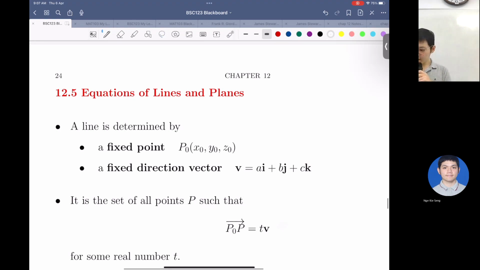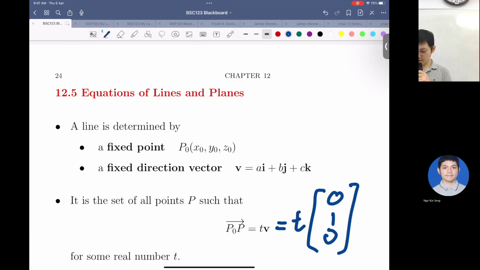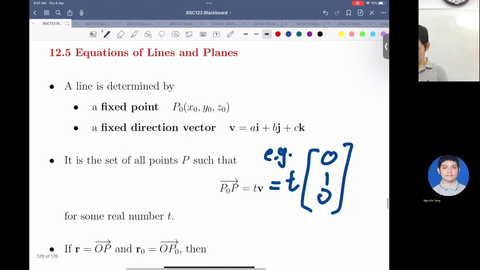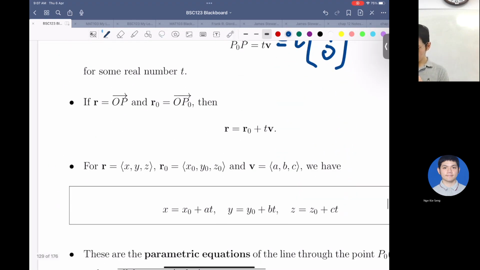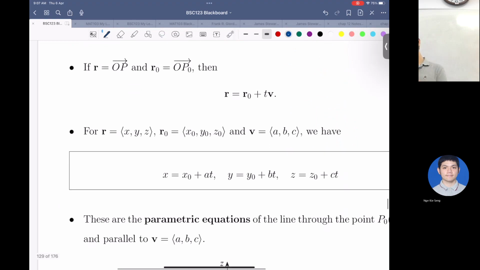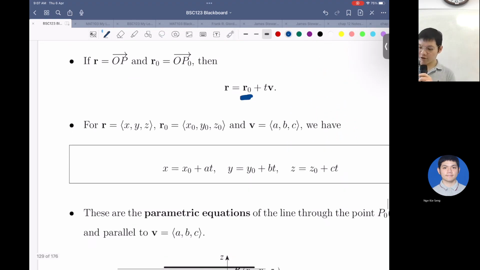So T times some vector. Okay, remind you of that form. Okay, example. So you will see similar stuff here. So you can translate your point by R naught. Okay. Translate your point. If your line doesn't touch the origin, doesn't start with the origin, doesn't have the origin as a point, then you need to translate it.